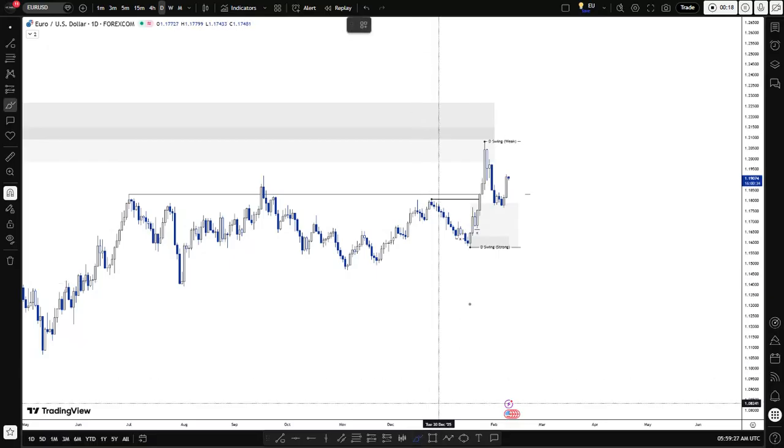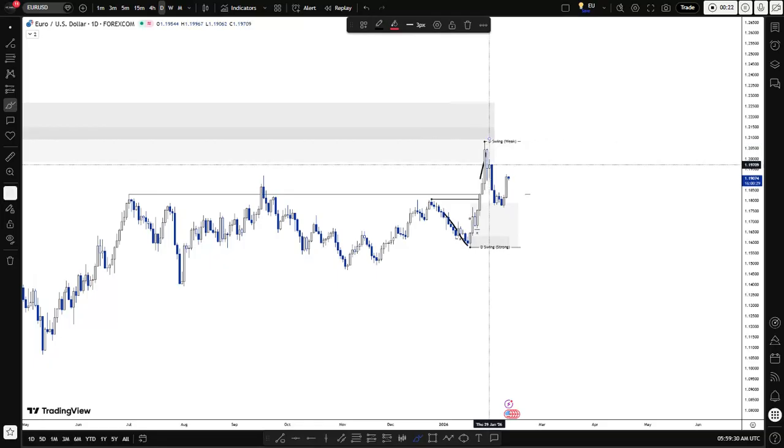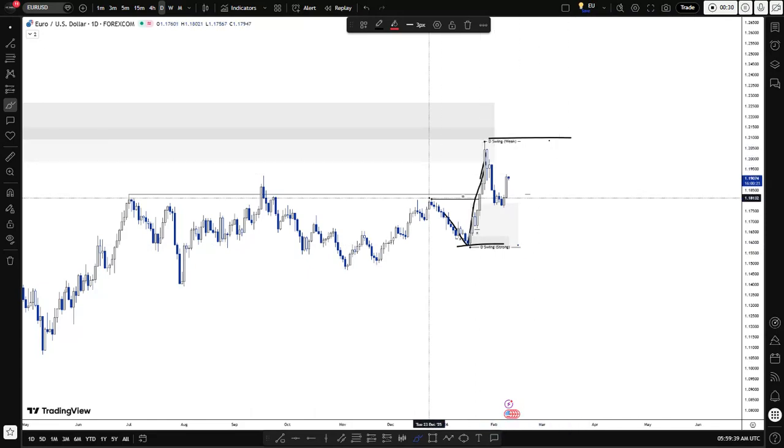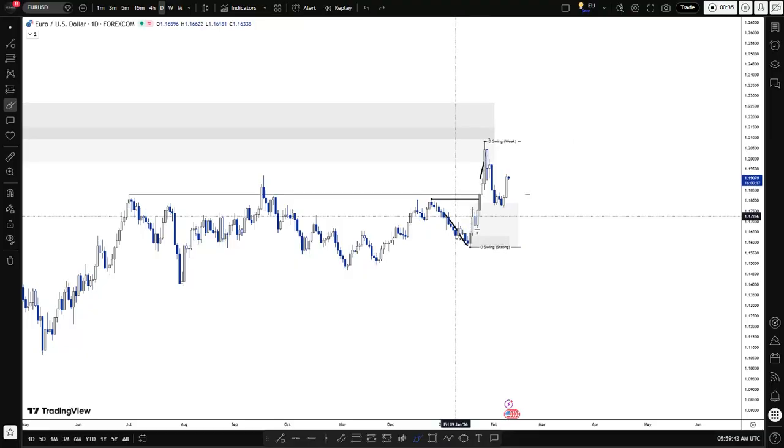So on the daily time frame, my swing structure is bullish. This is my swing structure. Sorry, that is my strong swing low. That is my weak swing high. And this was the breakout structure that confirmed the bullish breakout structure. So now swing is bullish.